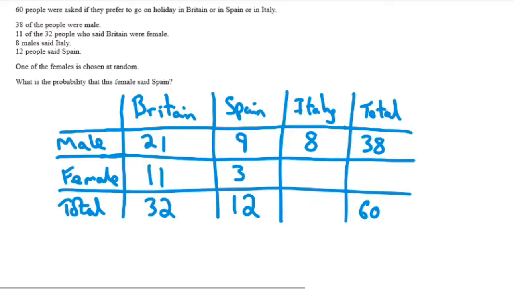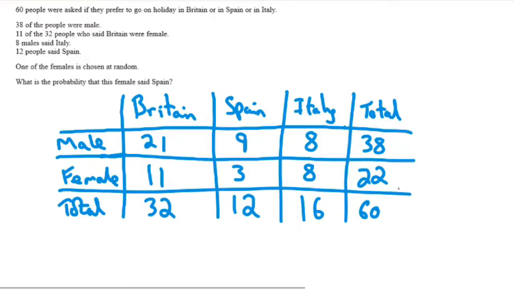If there were 32 people who said Britain, 12 people who said Spain, together that's 44. Therefore, it's going to be another 16 who said Italy to make up that total of 60. If 8 men said Italy, that means 8 women said Italy to make up that 16. And then here, which we could have actually done early on, this is going to be 22 women in total.